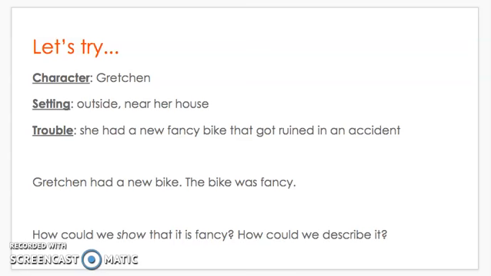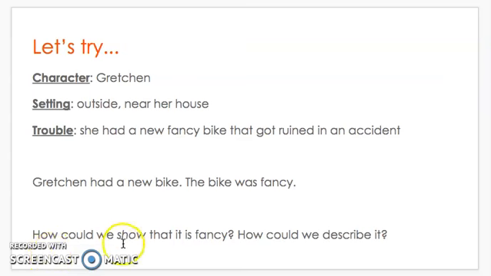So let's try it for my story. My character is Gretchen. The setting is outside near her new house. And the trouble or the adventure that we have created is she had a new fancy bike that got ruined in an accident. Gretchen had a new bike. The bike was fancy.